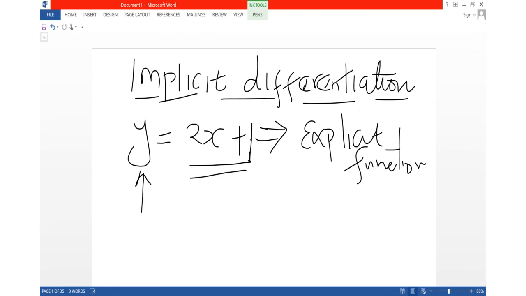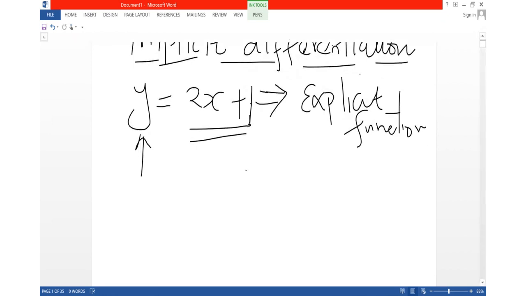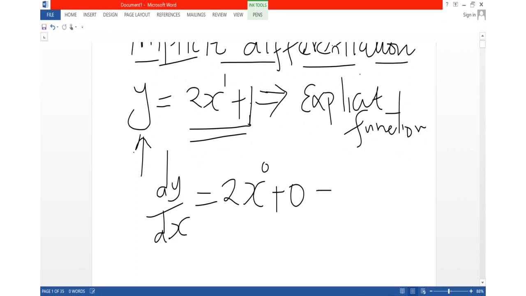But again, there are some functions where you cannot make y the subject of the formula. This one, I'll start from the basics. This one, dy dx here will be given by what? The power is 1, the power will come down, that is 2. 1 times 2 is still 2. Then reduce the power by 1, 0. And then you differentiate a constant, you still get 0. So the answer will only be 2. That's the dy dx. Explicit is very easy. When you differentiate y, we get dy dx. And on this other side, we use power rule to differentiate.